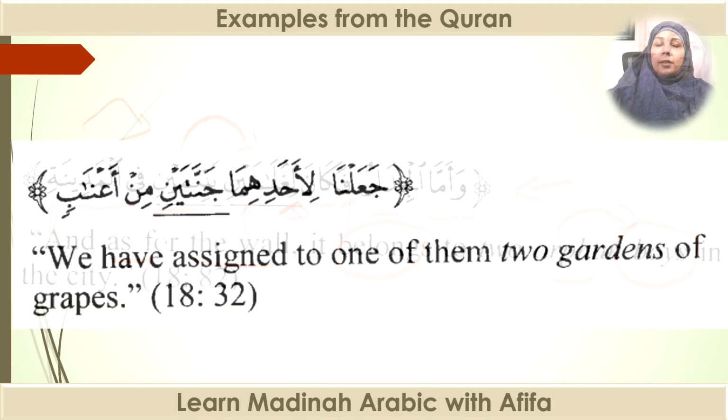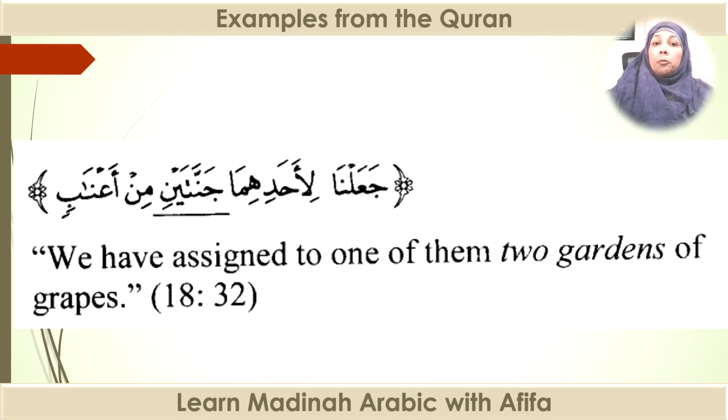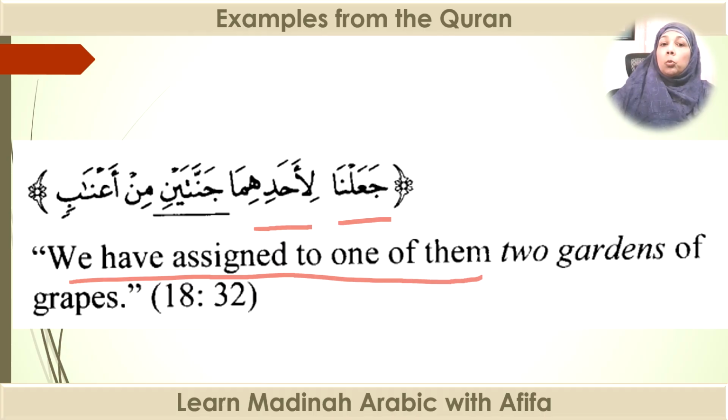So let's take another example from the Quran to go over duals. So the first one here is ja'alna li ahadihima. It means we have assigned to one of them. So ja'ala is a verb, and ja'alna here is referring to we have assigned or we have granted. Li means for or to. Ahadihima, one of them. Hima is your pronoun here to mean them. So li ahadihima, to one of them.